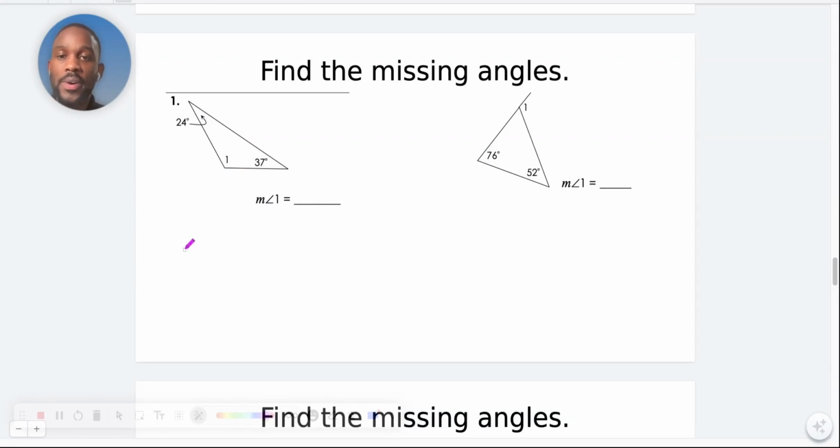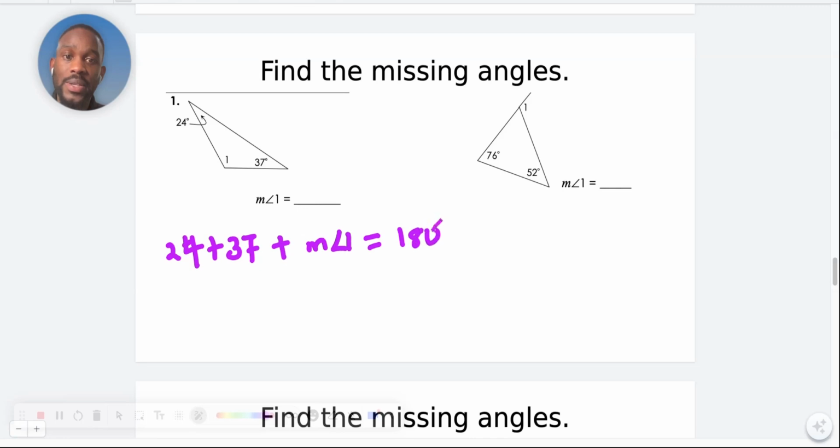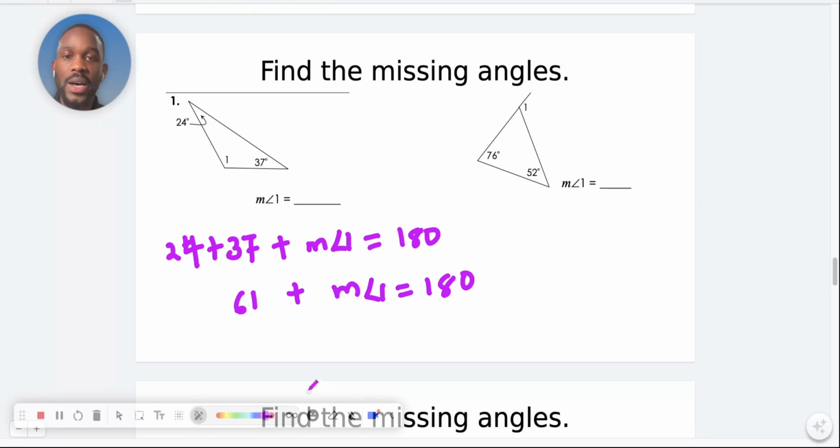So I know for a fact if we use the triangle angle sum, the angles in a triangle have to add up to 180. So meaning if I add 24, plus 37, plus this angle here that I don't know, let me call it angle 1, measure of angle 1, this has to give me 180 degrees, right? So 24 plus 37, what do you get? You get 61. So 61 plus the measure of angle 1 should give me 180 degrees. Guys, feel free to replace the measure of angle 1 with x, with y, whatever you prefer, but I want to leave it as the measure of angle 1 because that's what they are looking for.